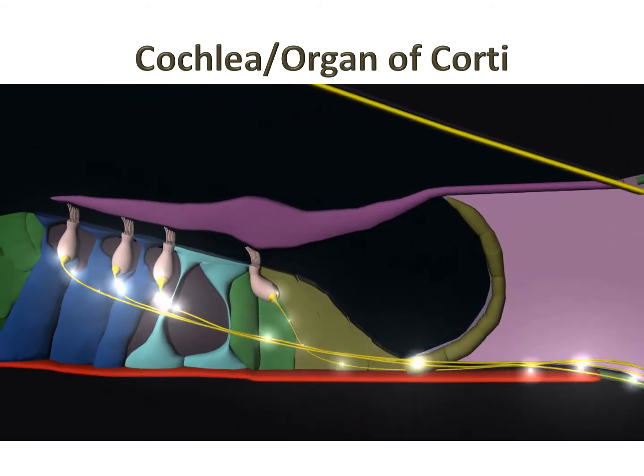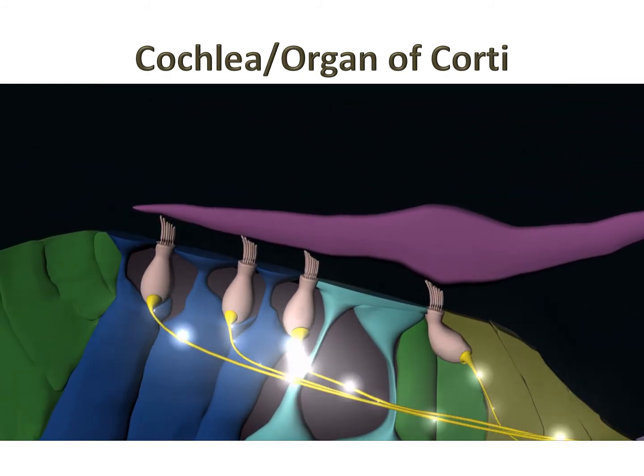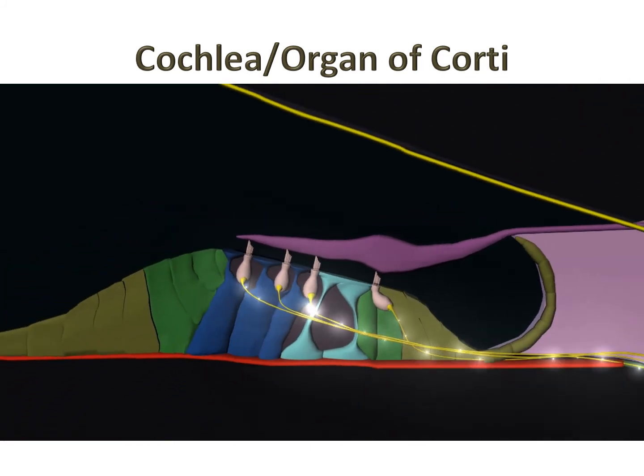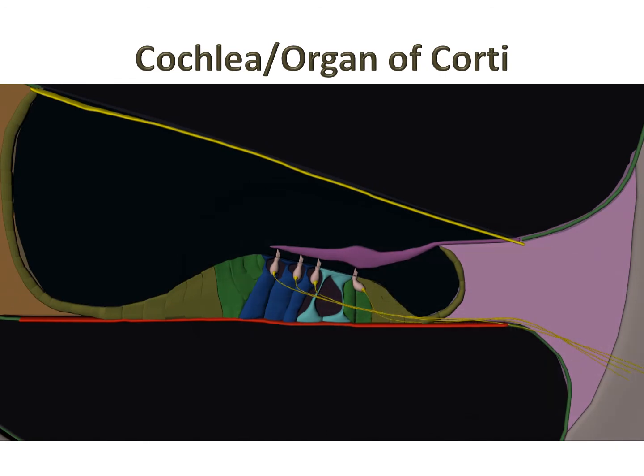After the pressure wave subsides, the basilar membrane returns to its resting position, permitting the stereocilia to straighten up and the hair cells no longer to be depolarized, thus stopping the action potential.